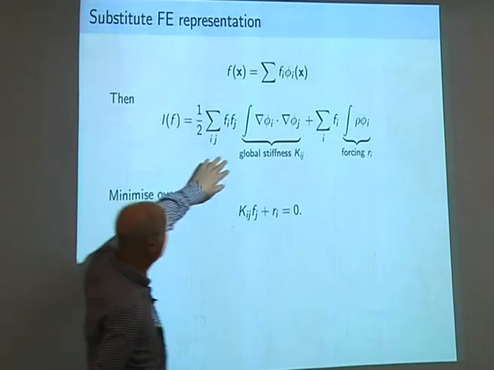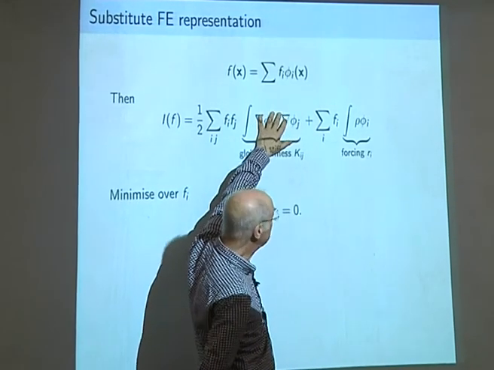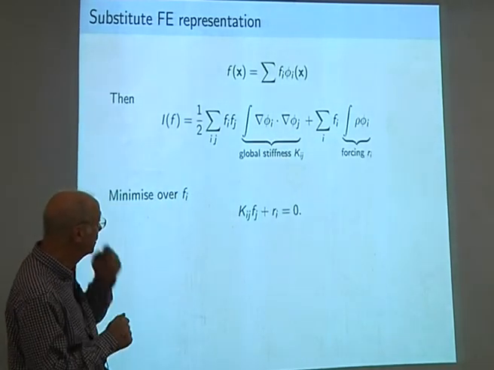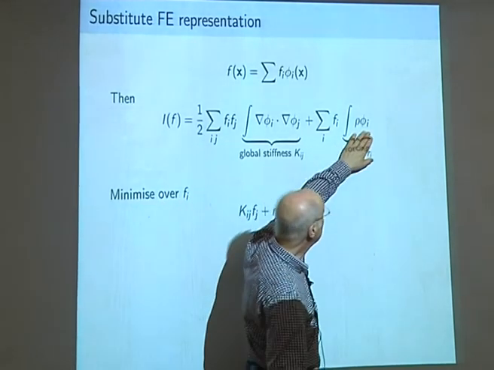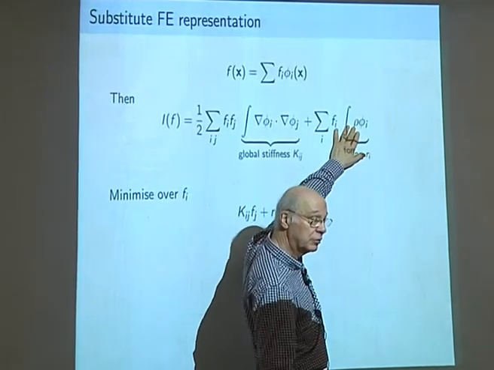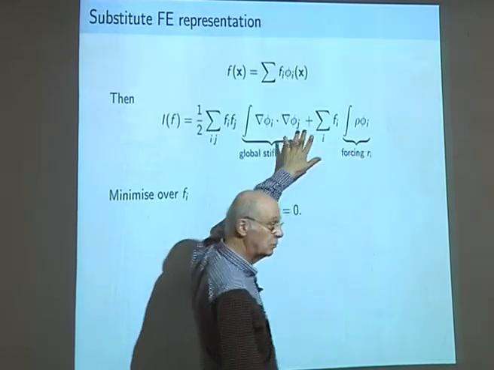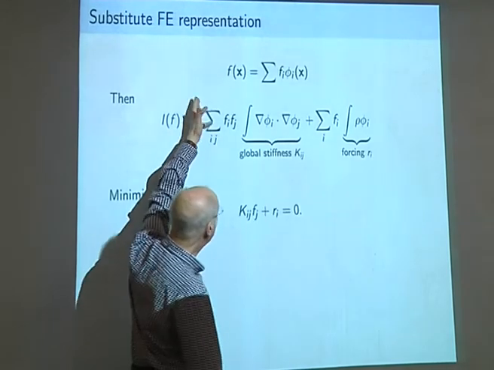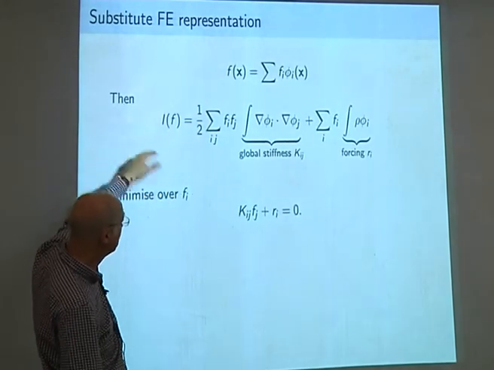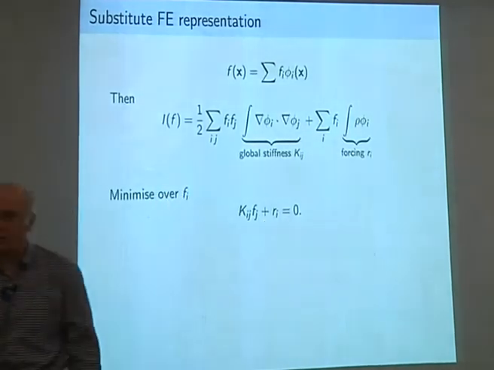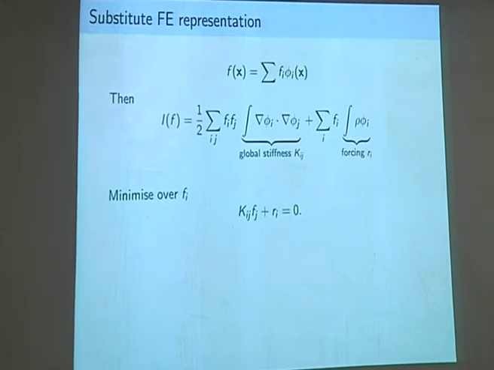Okay, so I've defined here the integral of the product of two basis functions as what's called a global stiffness matrix, K. And the integral of a basis function times the given rho, since we're solving del squared phi equals rho, is called a forcing term, rho_i. If you minimize with respect to varying the parameters, you get Kf plus rho equals 0. So it's just Ax equals b, a linear problem to solve.